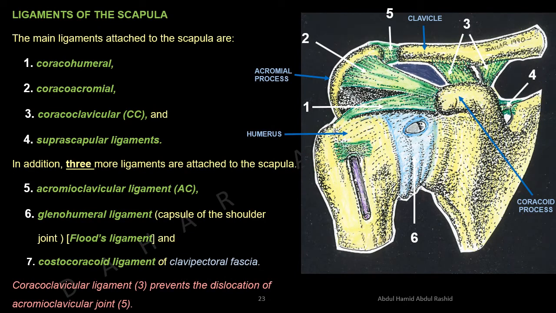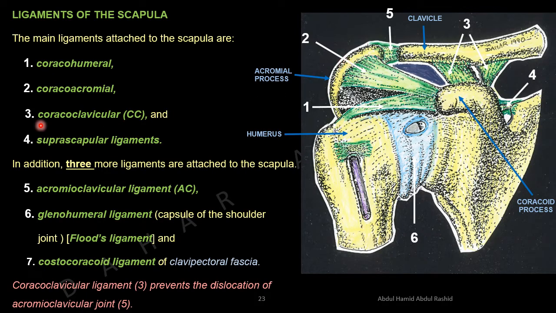Ligaments of the scapula. Seven ligaments are attached to the scapula. They are named based on the site of the attachment. Number 1, coracohumeral ligament. That means between the coracoid process and the humerus. Number 2, coracoacromial ligament. Coracoid process to the acromial process.